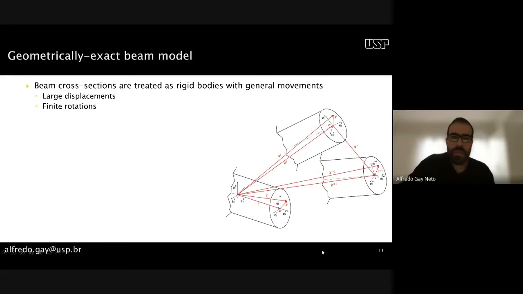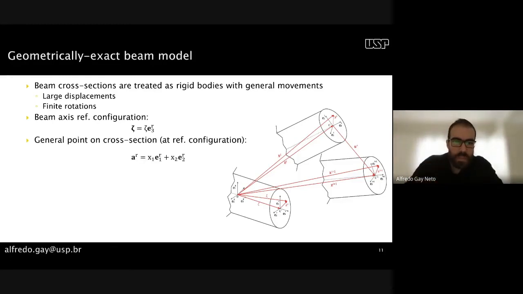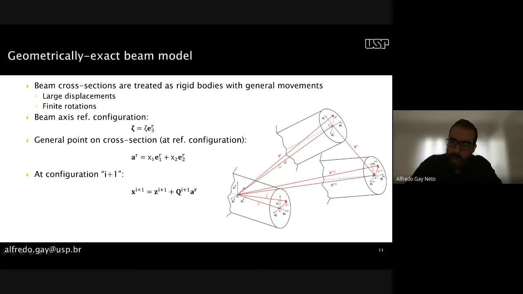Basically, these are formulations where you treat every cross-section movement as a general rigid body movement, so you can handle large displacements and finite rotations. That's quite convenient. You have the beam axis at the reference configuration. You can define a general point on the cross section of the beam at the reference configuration, this vector here. Then you rewrite such a general point at a configuration i plus one. This is an updated Lagrangian scheme, which is why we have configurations i and i plus one, but you can also handle that in a total Lagrangian scheme.